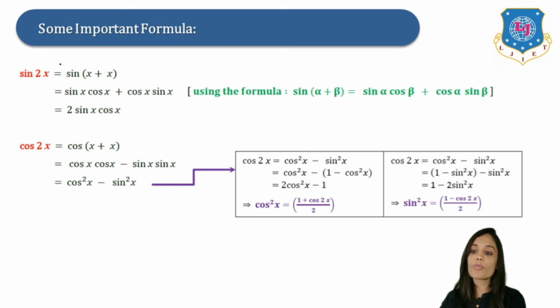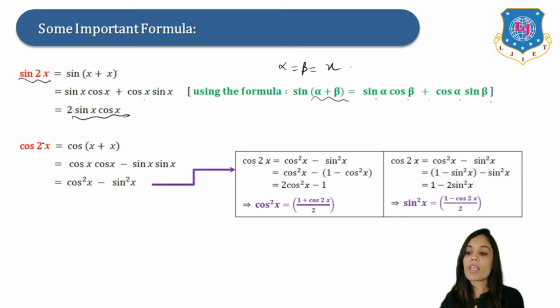So now we have to prove the formula of sin 2x. This can be written as sin x plus x. Now use the formula of sin alpha plus beta. The formula is sin alpha cos beta plus cos alpha sin beta. In place of alpha and beta, we will put x. So we will get sin x cos x plus sin x cos x. So this equals 2 sin x cos x, right?